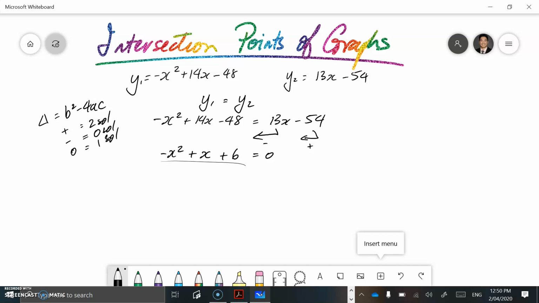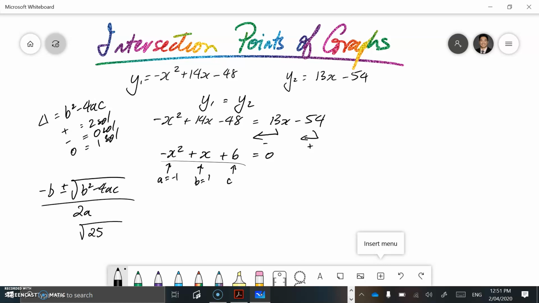So if we had our quadratic formula, negative b plus or minus the square root of b squared minus 4ac, over 2a, we'll know that our discriminant is 25. Remember, a is minus 1, b is 1, and c is 6. So we're substituting these values into this quadratic formula. B squared minus 4ac goes down to 25, plus or minus negative b is going to be negative 1, over 2a, which is negative 2.